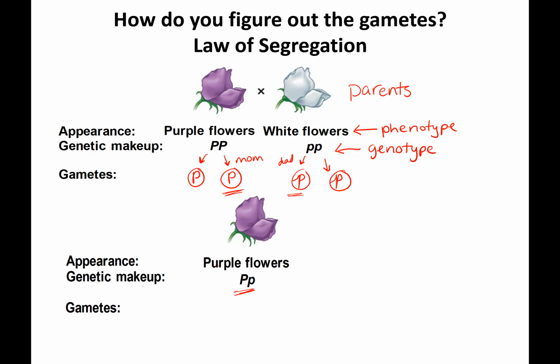So the appearance is purple flowers. Again, this offspring's phenotype looks like mom, but it has a different genotype. So take a minute and think about what gametes this new purple flower could make. This purple flower has two possible gametes, a big P or a little p, that it can pass on to its offspring.